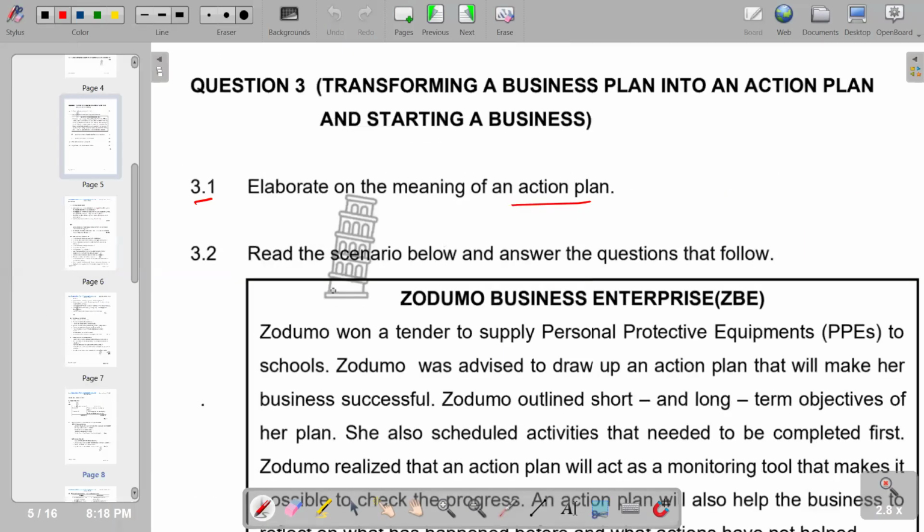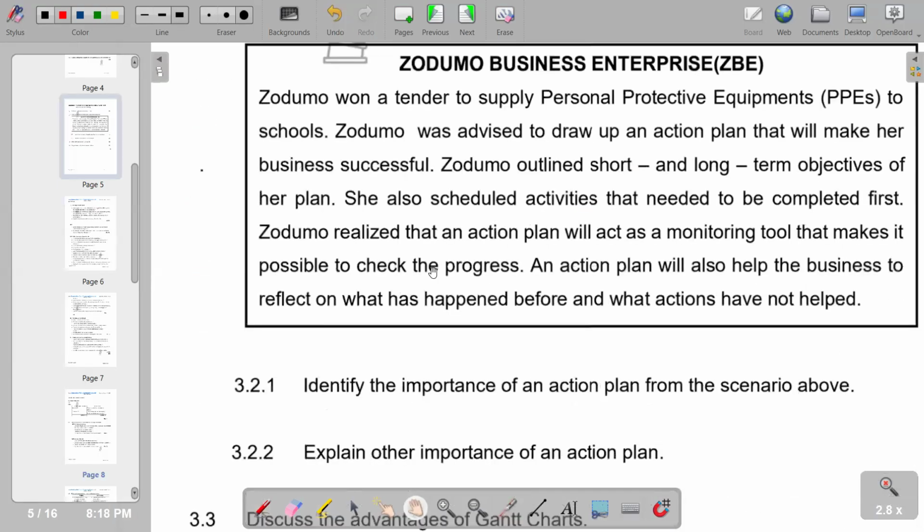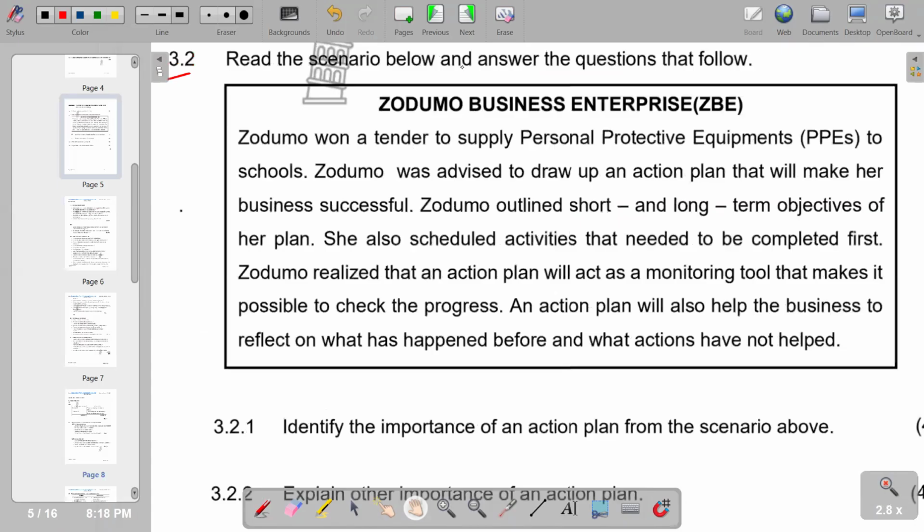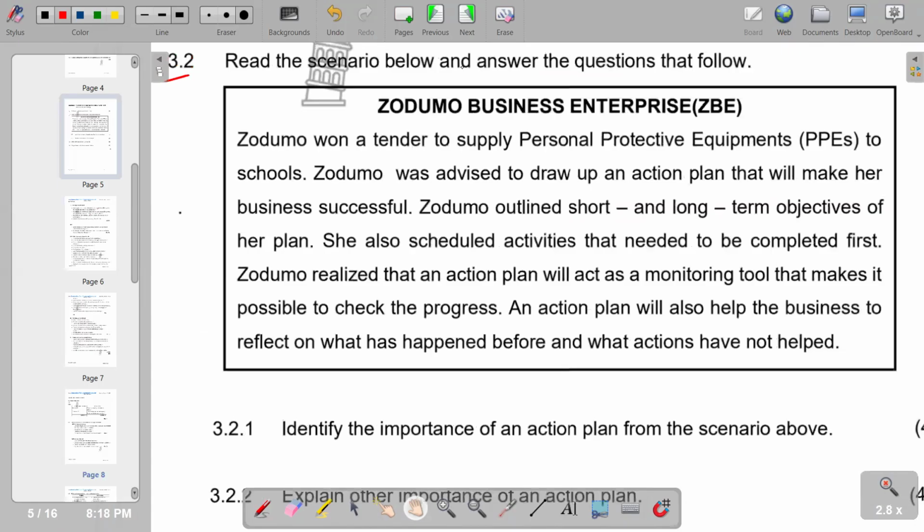So moving on to the next part, 3.2. Read the scenario below and answer the questions that follow. You are given a scenario of Sodom Business Enterprises. So you need to go through the scenario before answering the question. So the first question reads, identify the importance of an action plan from the scenario above. So you need to refer back to the scenario and try to come up with the importance of an action plan.